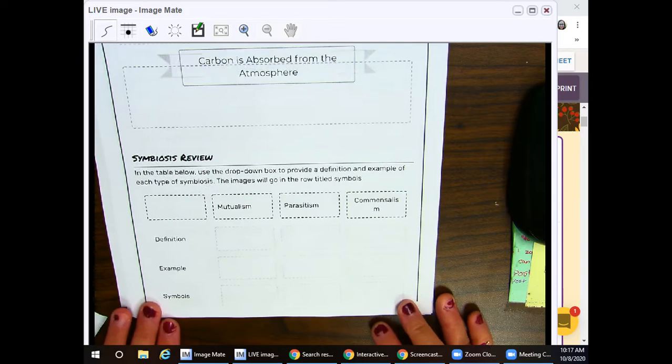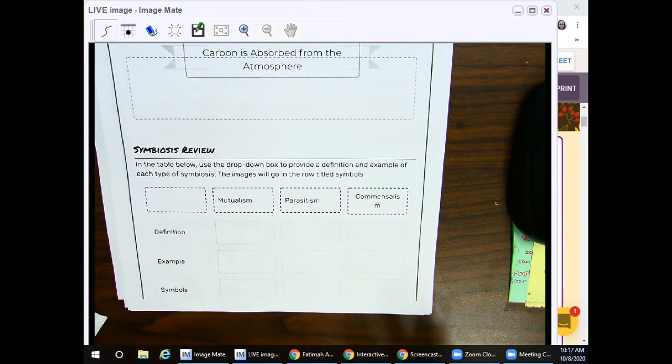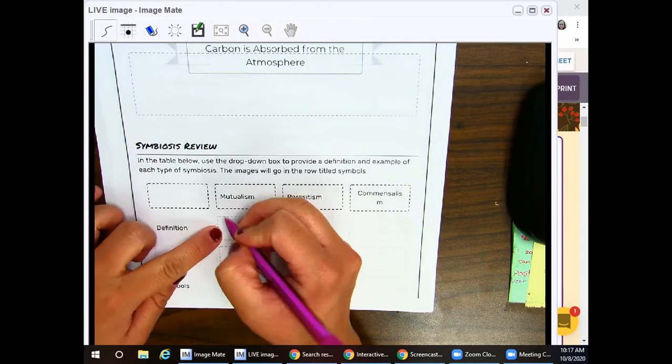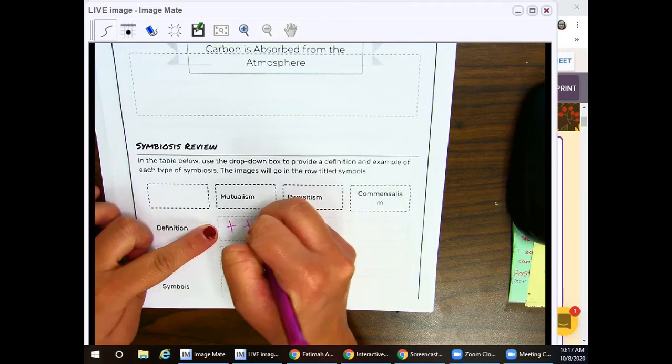Okay, so this is the next part. I heard some of you couldn't see all of these. I'm really sorry about this. So I'm just going to write in the answers. This one is symbiotic, both benefit. So I'm going to put positive and positive.